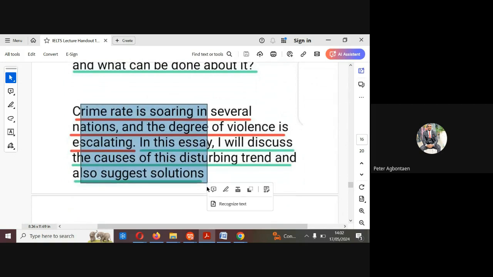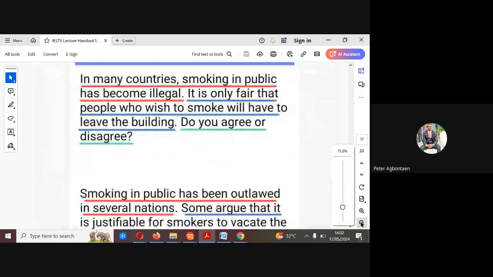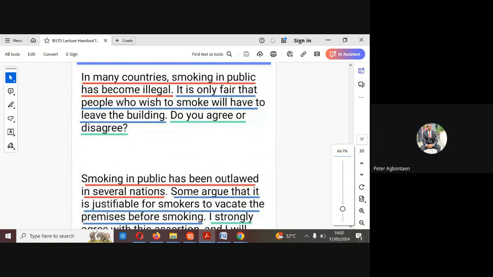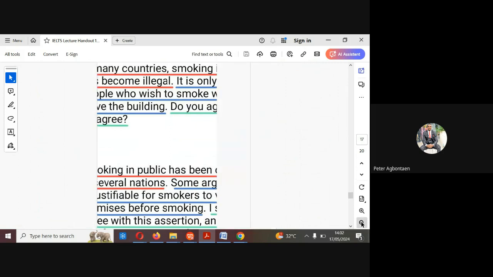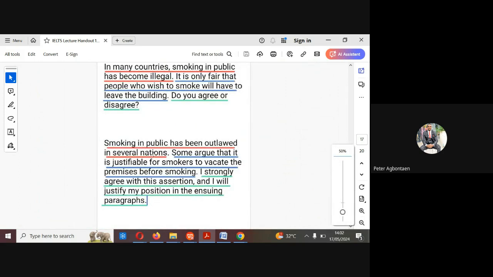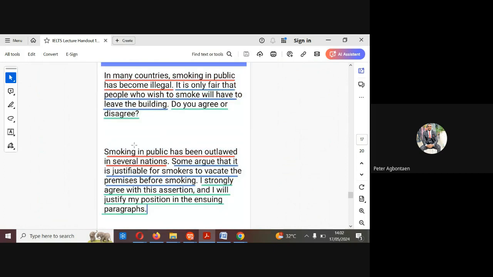Now let me show you an example of a three-sentence question. It's the same thing, really. But let me just show you that example in case you are wondering. Now, the question here says, in many countries, smoking in public has become illegal. It is only fair that people who wish to smoke will have to leave the building. Do you agree or disagree? So here, the sentence on the line in red, that's what I paraphrase into this.